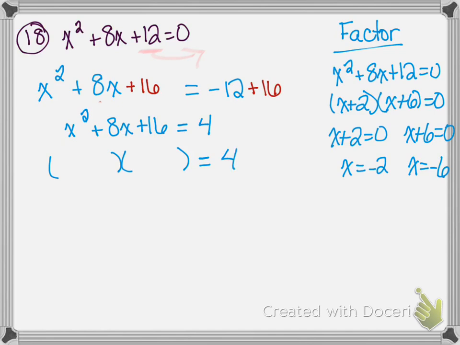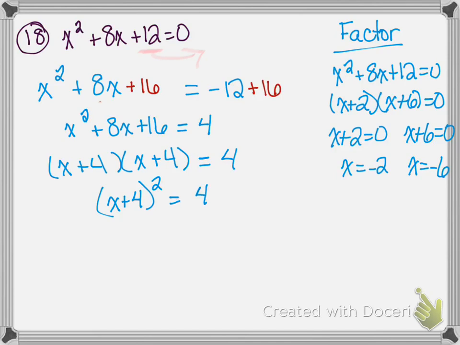The numbers that we're looking for are 4 and 4, because x plus 4 and x plus 4 is going to give us x squared plus 8x plus 16. 4 plus 4 gives us 8, and 4 times 4 gives us 16. Okay? X plus 4 times x plus 4 can be rewritten as x plus 4 squared.